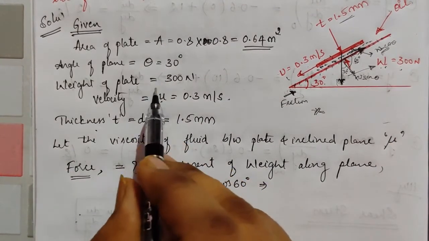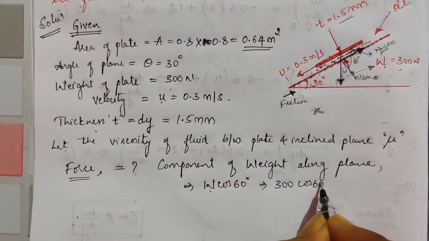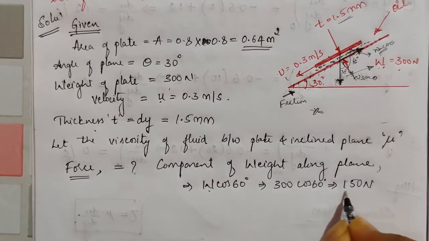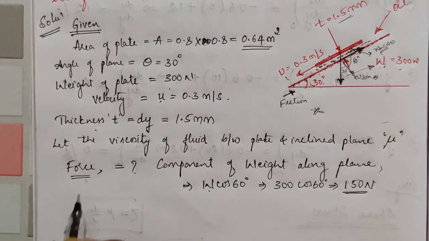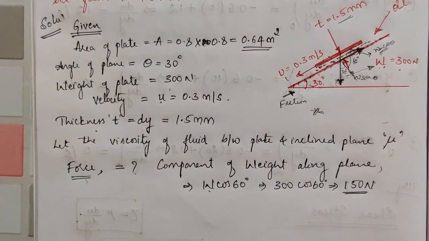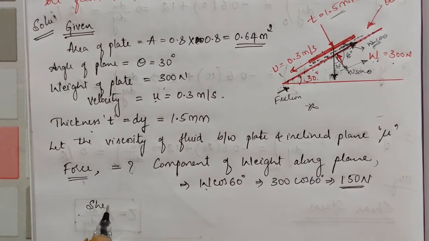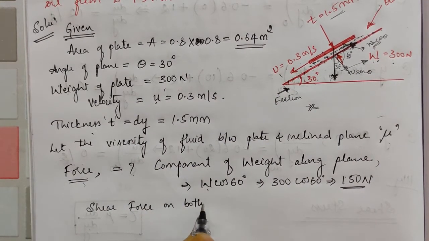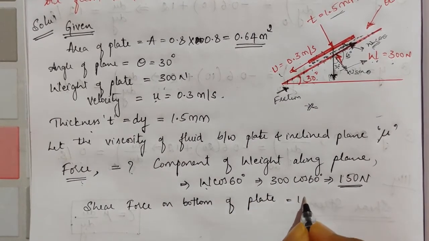So what is the W cos 60 degree? What is W? W is nothing but 300 Newton. So 300 cos 60 degree. Cos 60 is what? 0.5. So 0.5 into 300 is 150 Newton. So this 150 Newton is nothing but your force. Okay. So I'll write a comment that the shear force on the bottom of the plate is what?